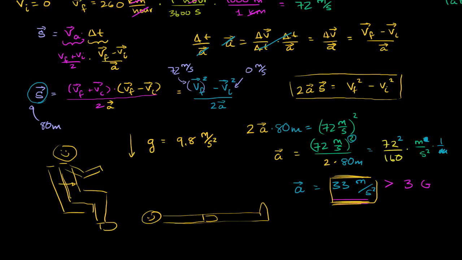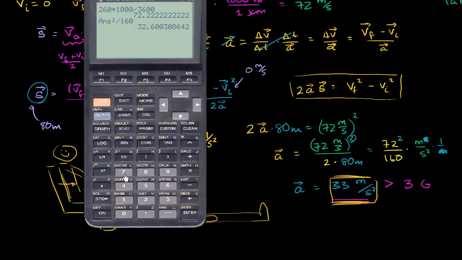And we can calculate it exactly. If you take 72 meters per second and you divide it by 33, it'll take him 2.18 seconds, roughly, to be catapulted off of that carrier.